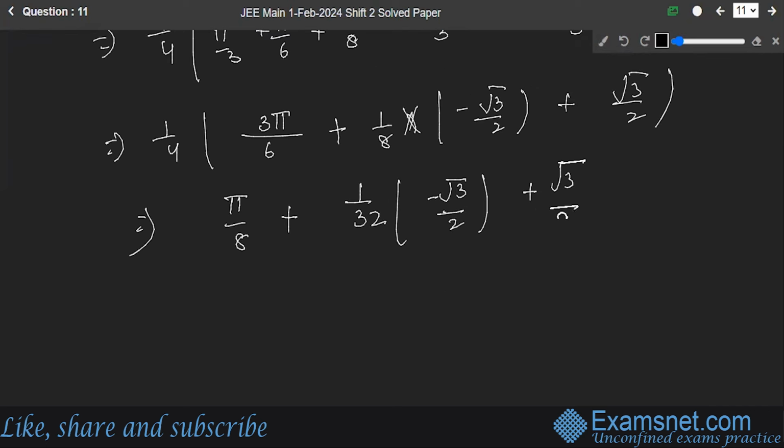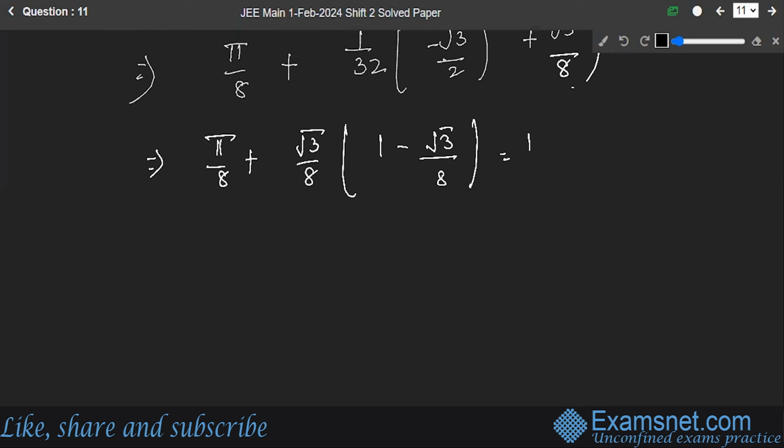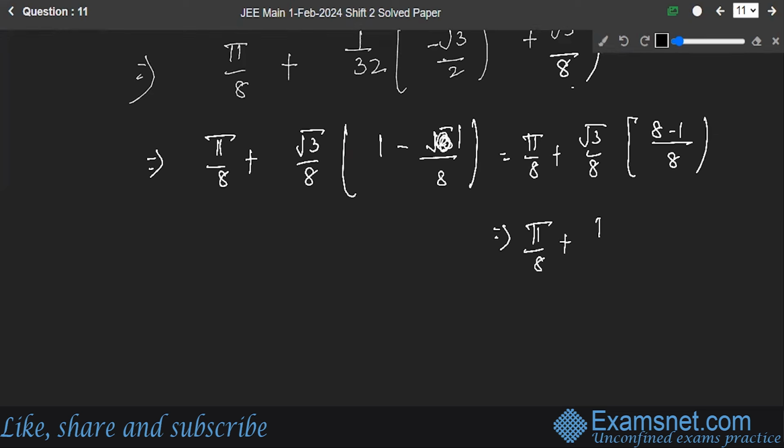31 into, I'm redoing it from here. There was some calculation mistake. It was supposed to be 1 by 4. It would have been multiplied by 2, so you would have got 8 in the denominator. This was pi by 8 plus root 3 by 8. Let's take that common. And this will be 1 minus root 3 by 8 from here also. Okay, so this will give me pi by 8 plus root 3 by 8. This will be 8. This is 8 minus 1 upon 8, or you will have pi by 8 plus 7 into root 3 upon 64. So this is the answer to the question.